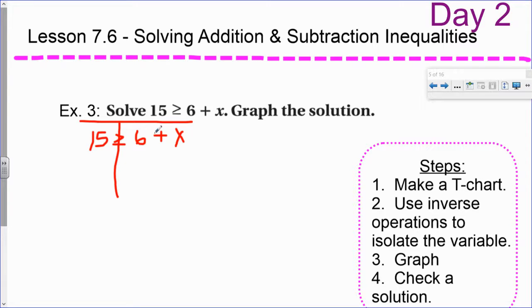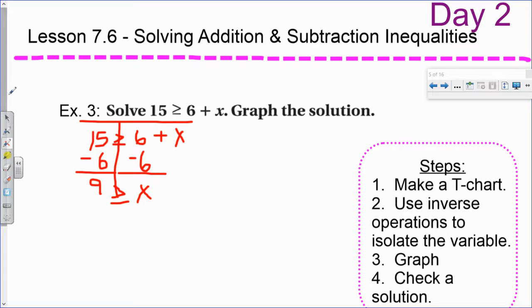So we have to figure out, how do you get rid of adding 6? The opposite of adding 6 is subtracting 6. So we're going to subtract 6 on both sides. Over here, a positive 6 and subtracting 6 gives you nothing. So I still have my variable, x. Make sure you keep it on that side. I still have my inequality symbol here. And then here I have 15 minus 6, which is 9.